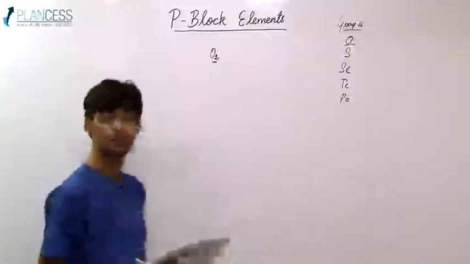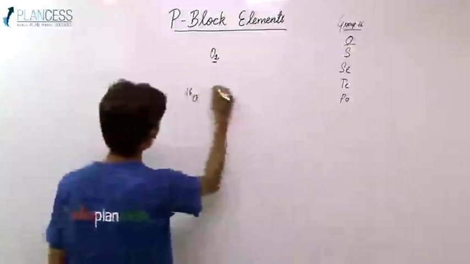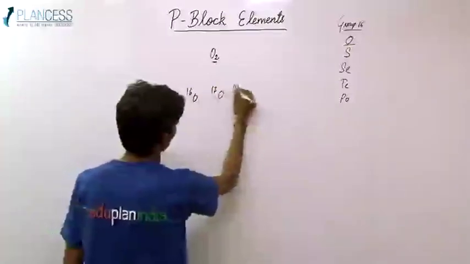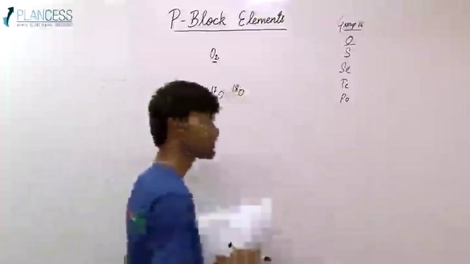It has isotopes, you can say 16O, 17O and 18O. There are 3 isotopes for the oxygen atom. So next we will talk about the oxides. Oxides come in so many forms.